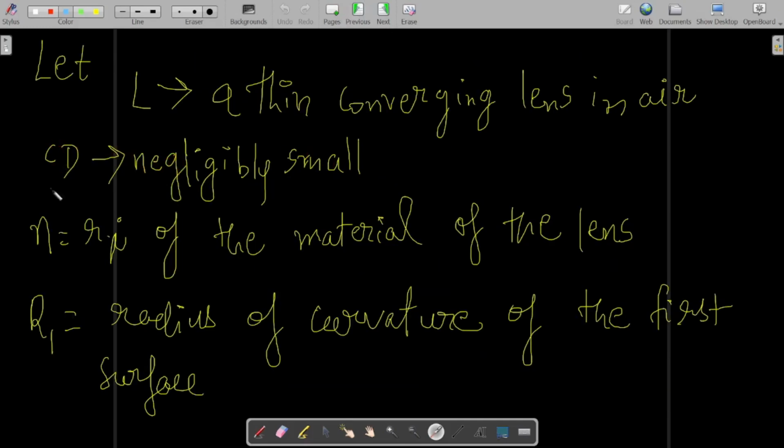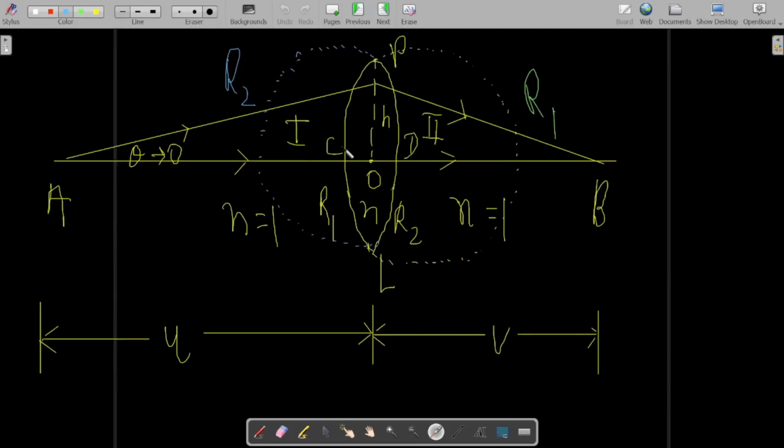n is the refractive index of the material of the lens with respect to air, that is, with respect to the surrounding medium, which is air. Even if you say it or don't say it, it doesn't matter, because air has a refractive index equal to 1. So the refractive index of anything with respect to air is the refractive index of the material itself. And R1 is the radius of curvature of the first surface. I told you just now, this is your R1.